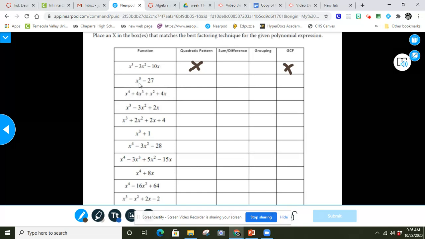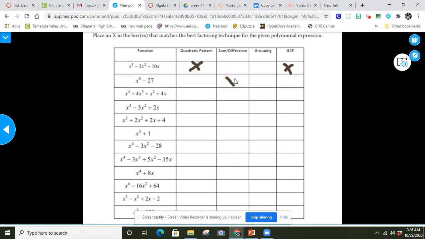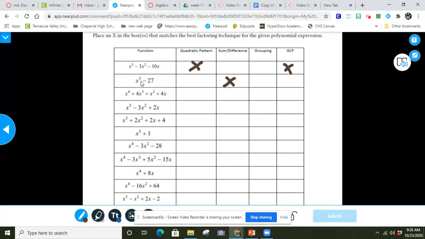It's a binomial, okay, so I'm thinking sum or difference. Okay, there's no GCF, and so is 27 a perfect cube? It is. So this will be the sum and difference of cubes, more specifically just the difference of cubes here.